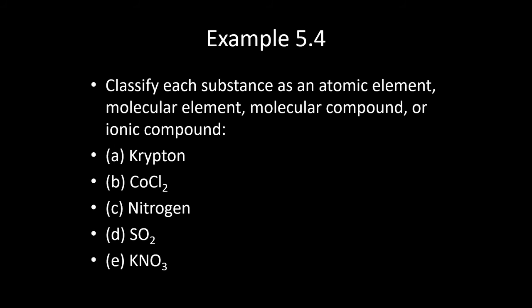All right, so let's take a look at a few examples here. This is example 5.4. It asks us to classify each substance as an atomic element, molecular compound, or ionic compound. So we have 5 different things here. I would like you to take a look at those 5 and see if you can figure out what the proper classification would be for each of those. So go ahead and pause the video and give that a try.